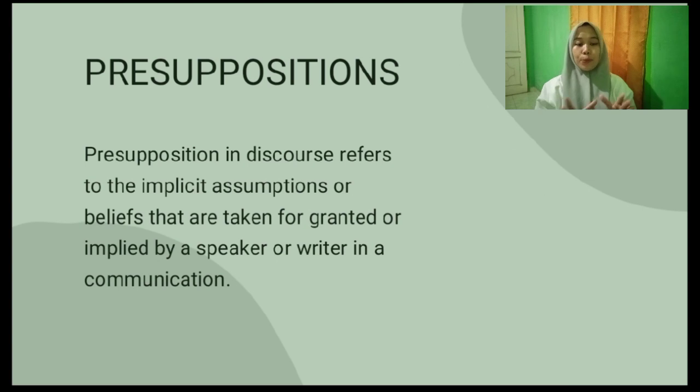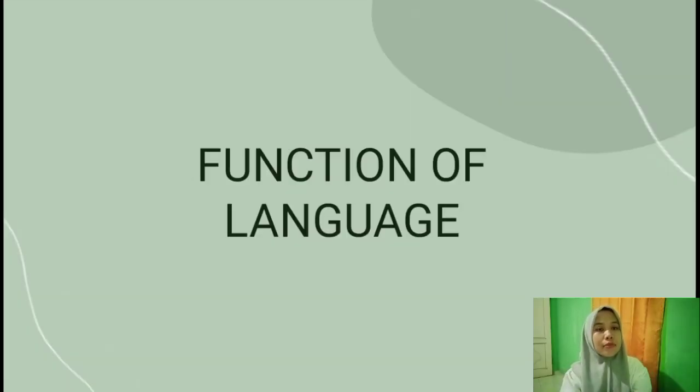Presupposition analysis is important in discourse analysis because it helps to understand how meaning is constructed and interpreted in communication, and how presuppositions can vary based on different social and cultural backgrounds.